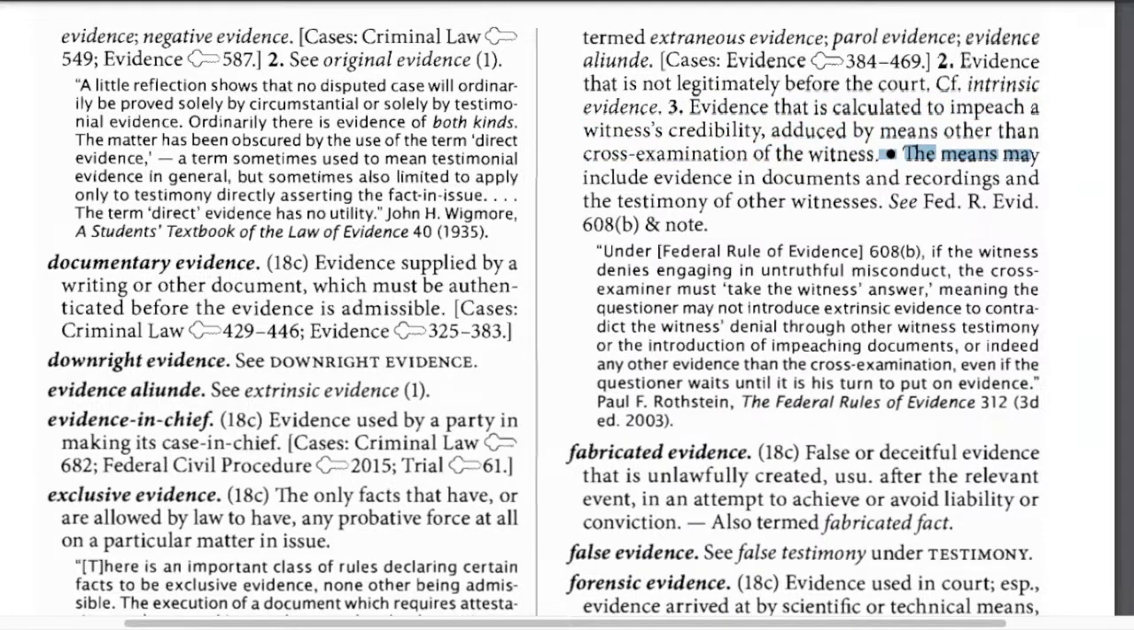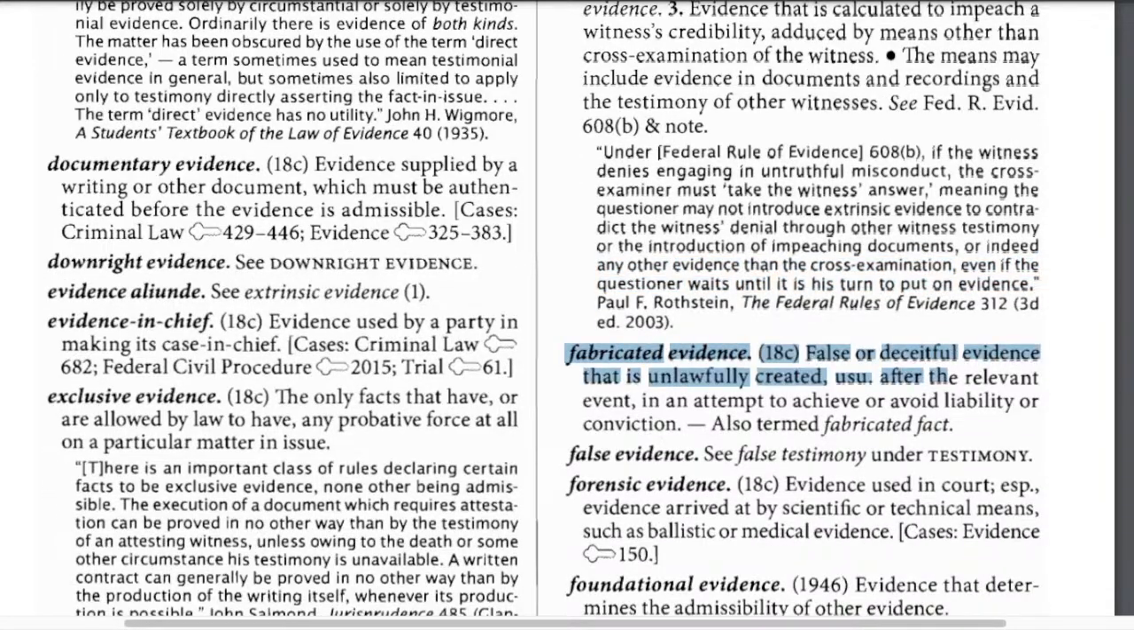Wow, the means may include evidence and documents and recordings and the testimony of other witnesses. So under the federal rule of evidence, if the witness denies engaging in untruthful misconduct, the cross-examiner must take the witness's answer, meaning the questioner may not introduce extrinsic evidence to contradict the witness's denial, though other witness testimony or the introduction of impeaching documents, or indeed any other evidence at the cross-examination, even if the questioner waits until it is his turn to put on evidence. Wow. So that's quite interesting there.